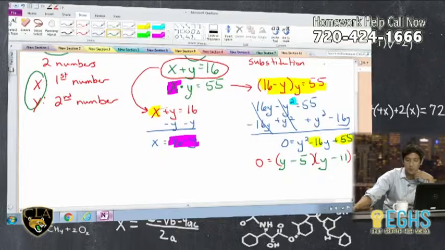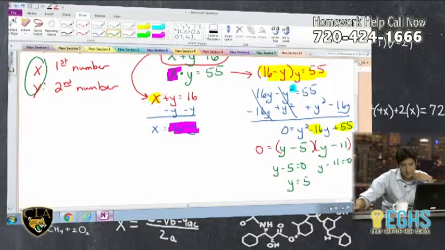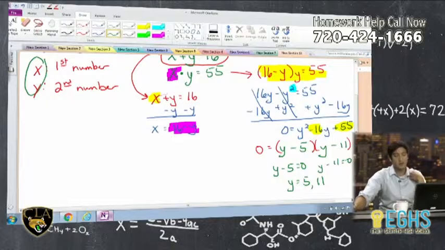So using zero product property, we could set each of these equal to 0. y minus 5 equals 0. y minus 11 equals 0. And I get y equals 5 or y equals 11.